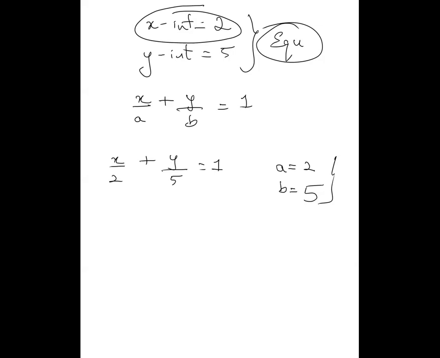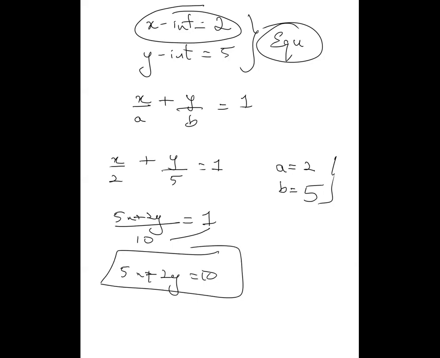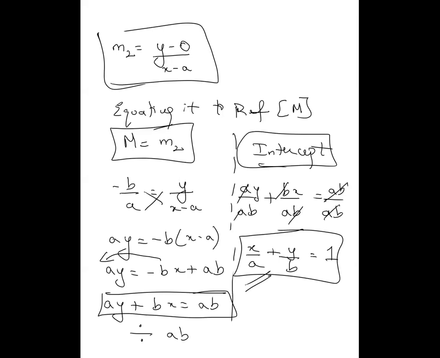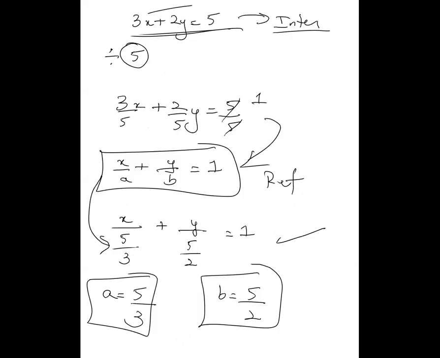Now the LCM becomes 10 automatically. So it becomes 5x plus 2y by 10 equals 1. Next step, crisscross. So 5x plus 2y equals 10. Your answer should look like a regular equation. Look at the previous question for a second. It looked like a regular equation, the question. You converted that in terms of whatever you wanted, and then you got the answer for intercept.